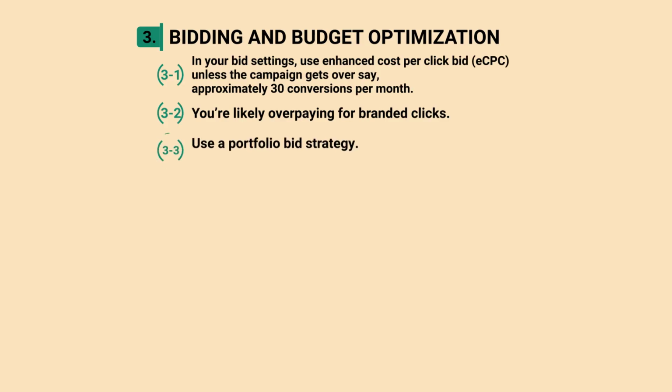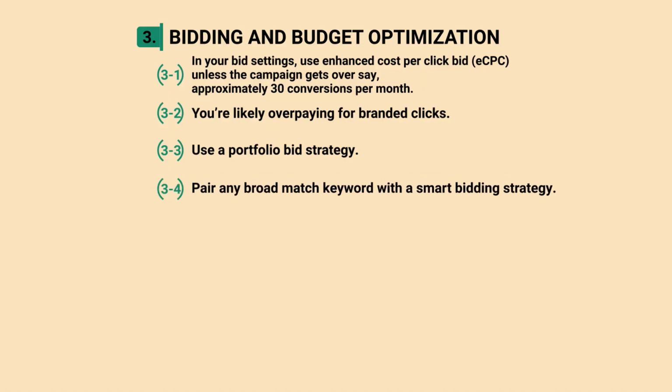Use a portfolio bid strategy. This is a good way to simplify bid management across campaigns. When you simplify management, it helps stop accidents, everyone's made them, and makes setting ad rules to further automate an account easier. Pair any broad match keyword with a smart bidding strategy.